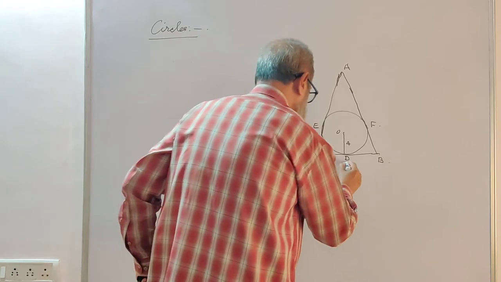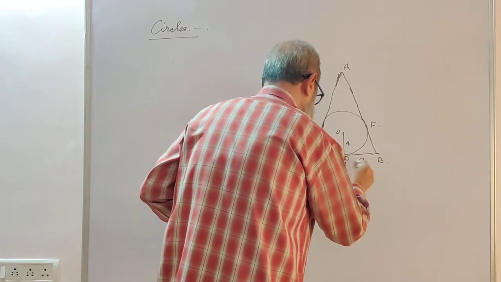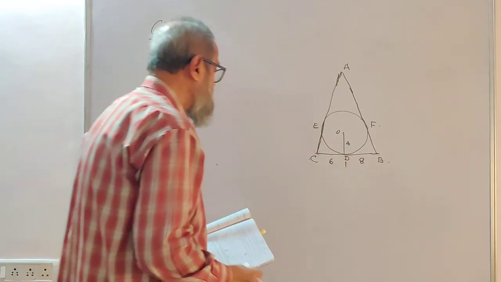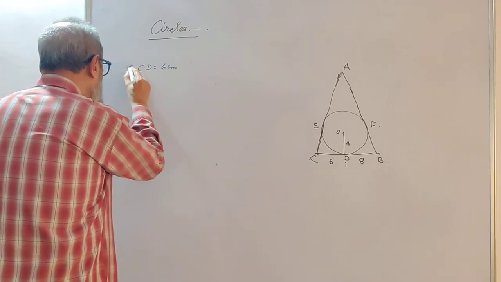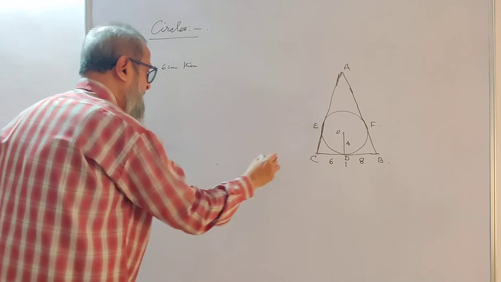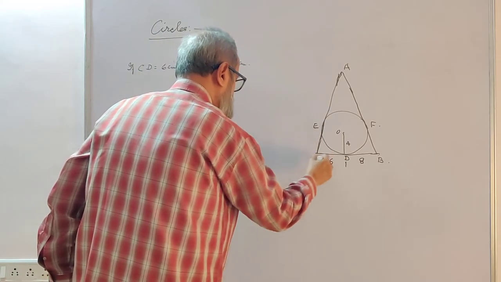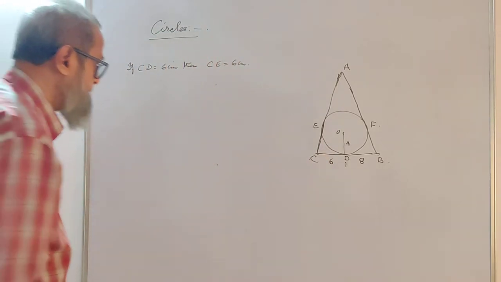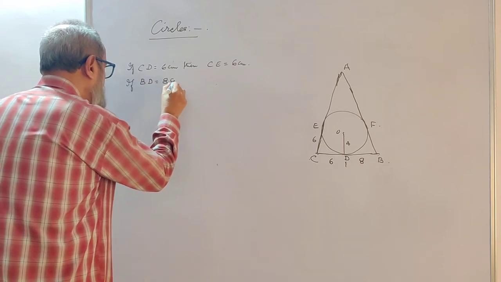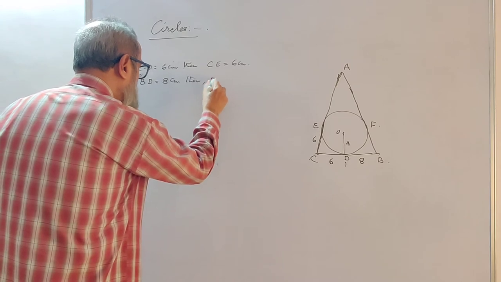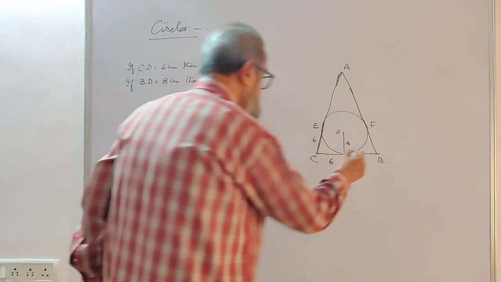Now, he says CD is 6 cm, and BD is 8 cm. From D to B it is 8 cm, from C to D it is 6 cm. If CD is 6 cm, then CE is also 6 cm because they are tangents drawn from the same point to the same circle. If BD is 8 cm, then BF is also 8 centimeters, again because they are two tangents drawn from the same external point.